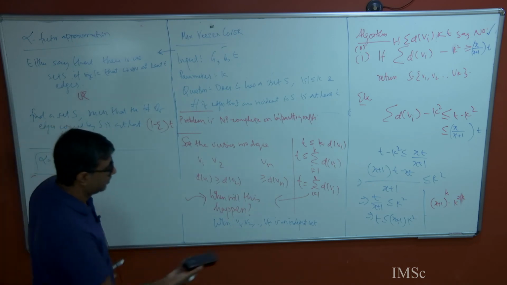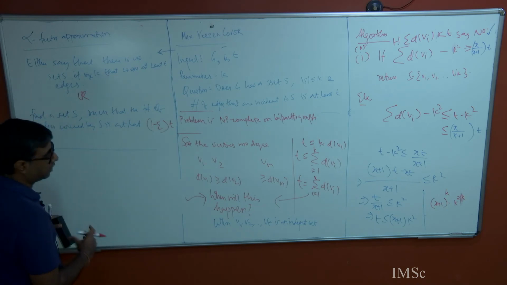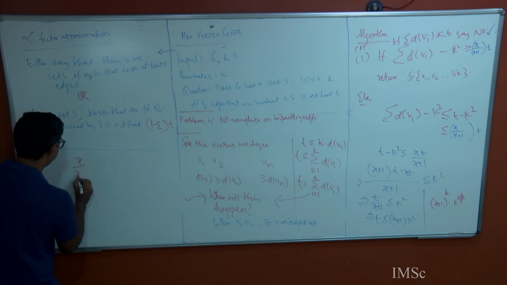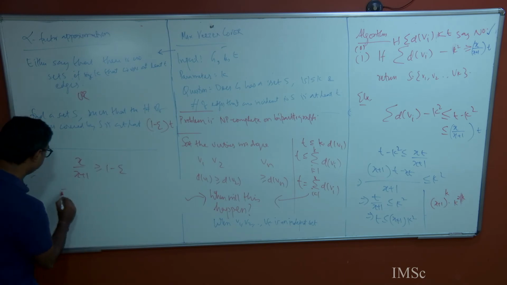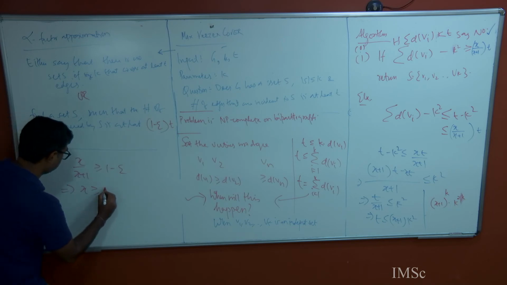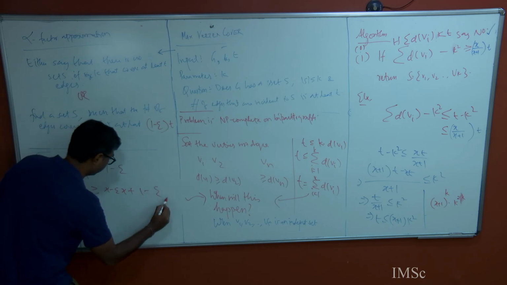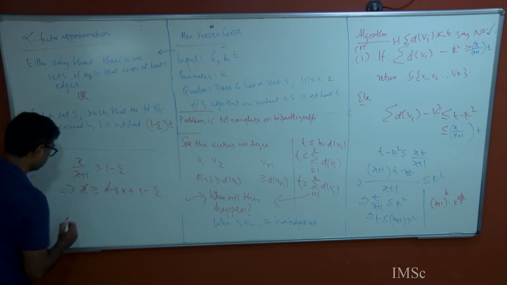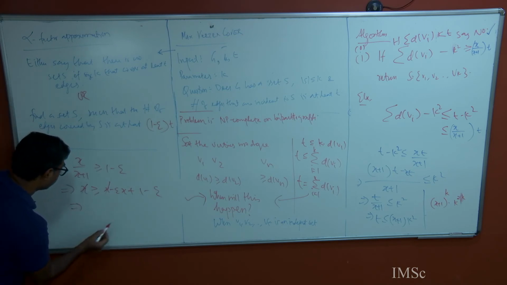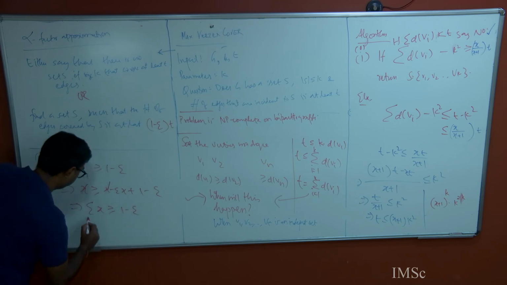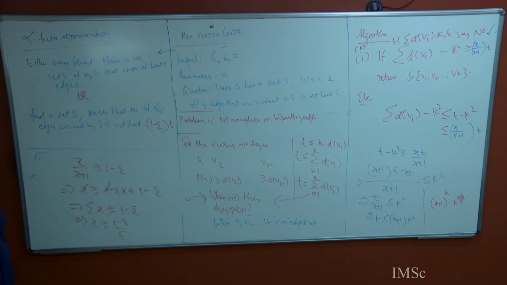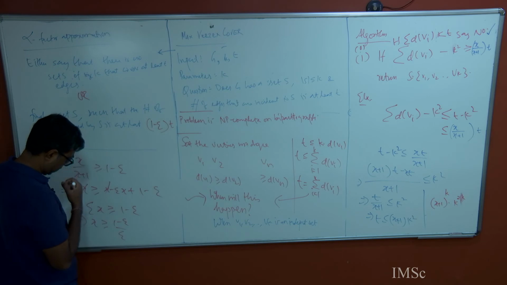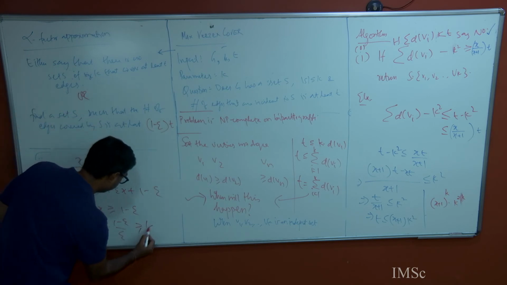Now, we should be able to get something from here, no? So what do we want? X by x plus 1 should be greater than or equal to 1 minus epsilon. So this means x is greater than or equal to x minus epsilon x plus 1 minus epsilon. Is that fine? So what do we get? Epsilon times x is greater than or equal to 1 minus epsilon. So what is x? You apply this algorithm with this value of x, which is definitely greater than or equal to 1 over epsilon.